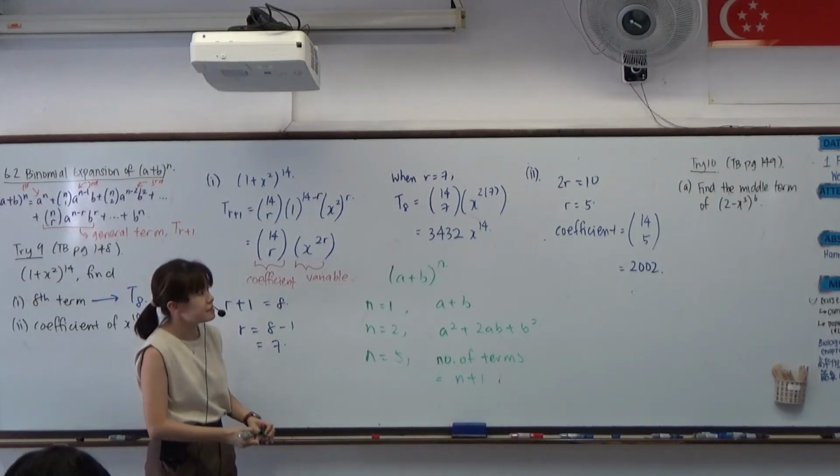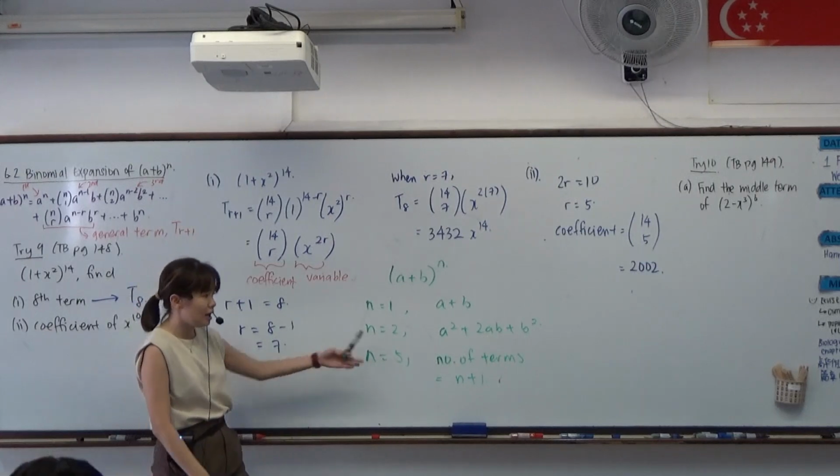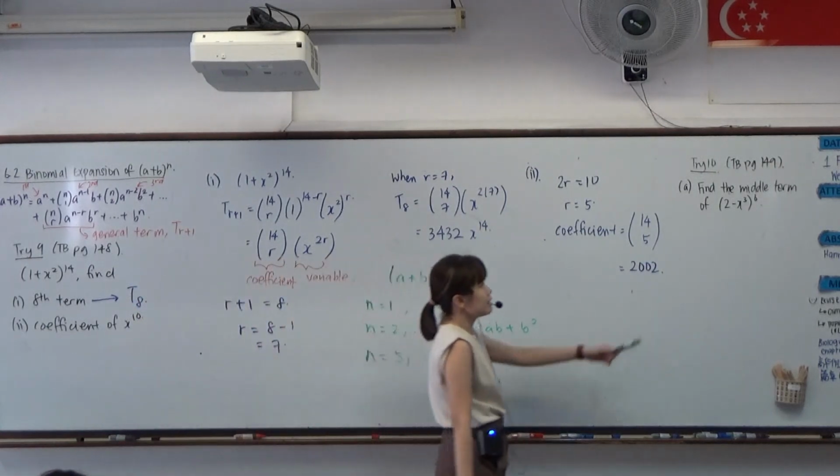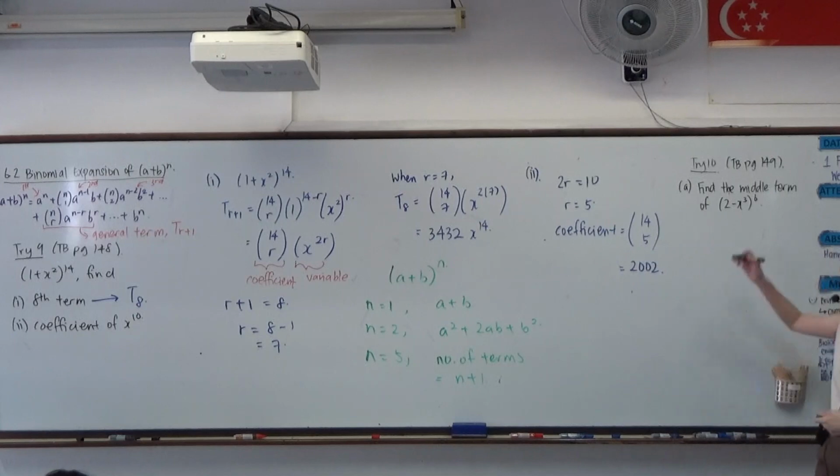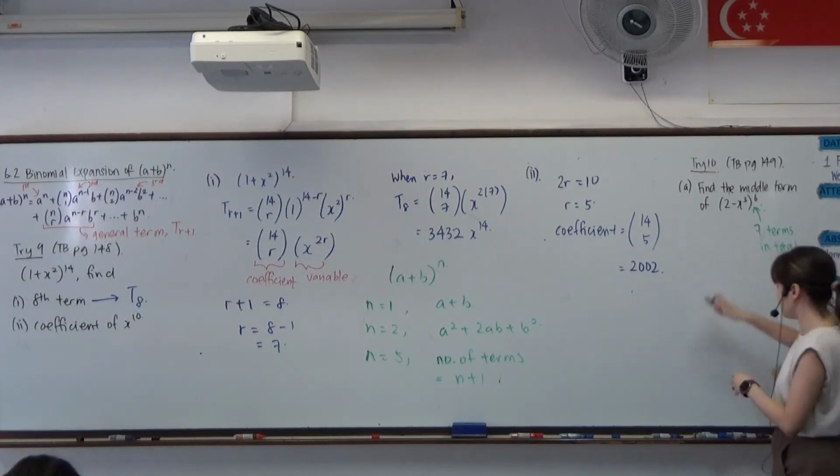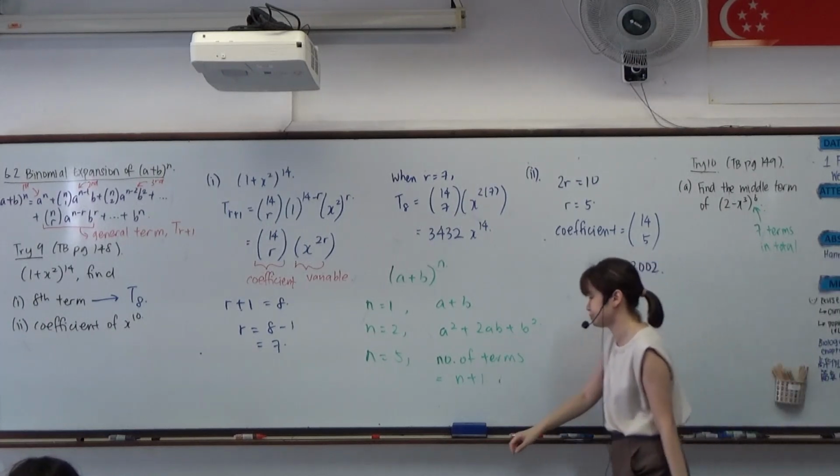Alright? So with that realization of the pattern, that means that if I have power 6 over here, I'm expecting it to have 7 terms. So if 7 terms, what is in the middle? Which term is the middle? 4th term, right? So therefore, we are just looking for the 4th term.